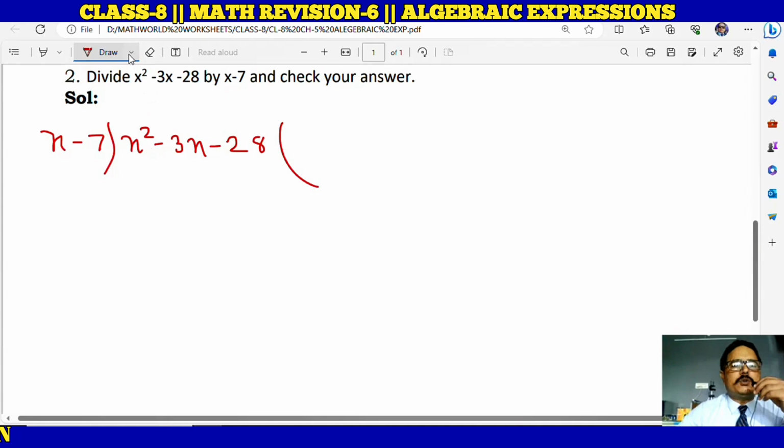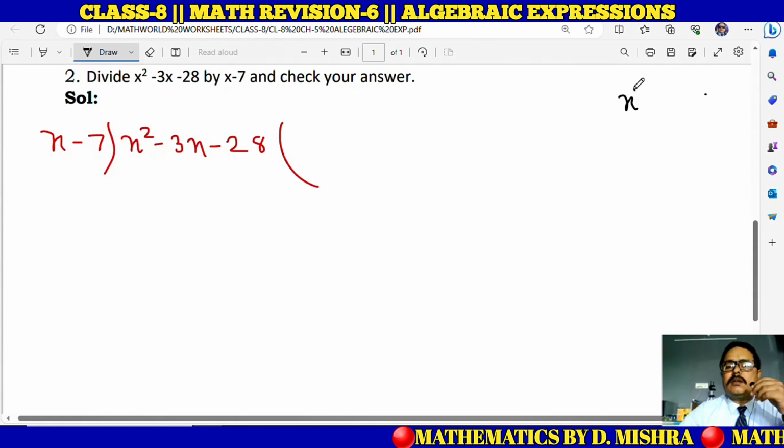So first we have to check here whether the terms are arranged in decreasing order of their degree or not. So I mean that here you can see in the dividend the powers are like 2, then power is 1, and with 28 there is no variable, so the power is 0. So it's okay. And in the divisor also the power is 1 and 0, so that means the powers are already arranged, so we don't have to think about that.